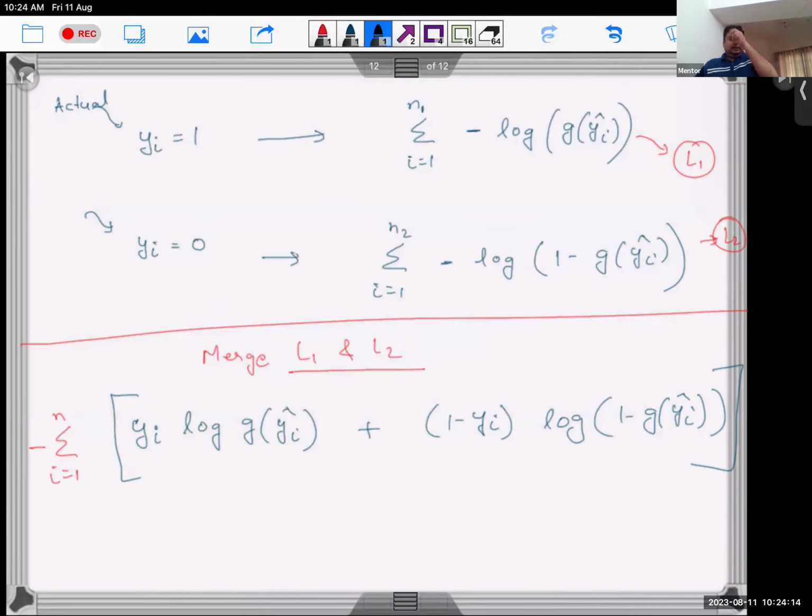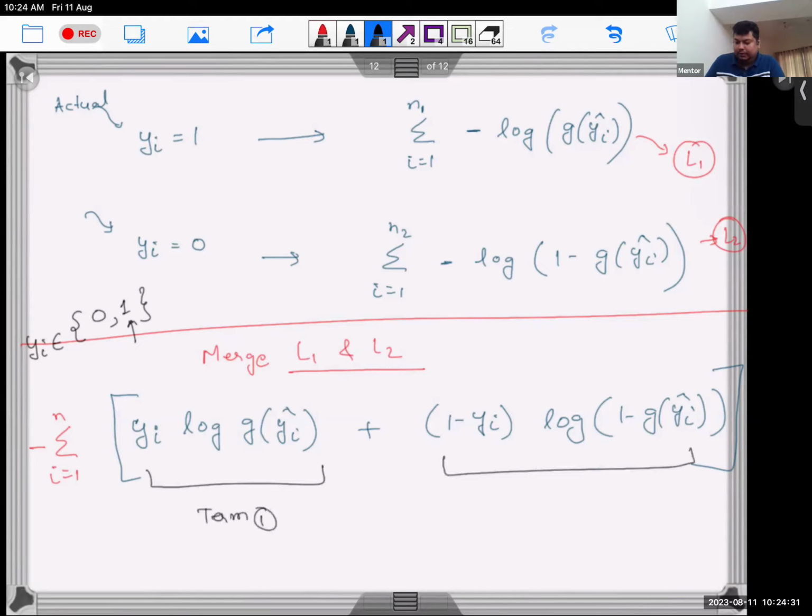So what are the possible values for yi? For any given sample, what are the possible values? 0 or 1. Let's take the first value as 1. You can see there are two components, right? This is term 1 and term 2. Which term does not contribute if your actual value is a 1? The second one. Term two will go to 0, because 1 minus yi will become 0. Now if you put yi is equal to 1, what is this becoming?